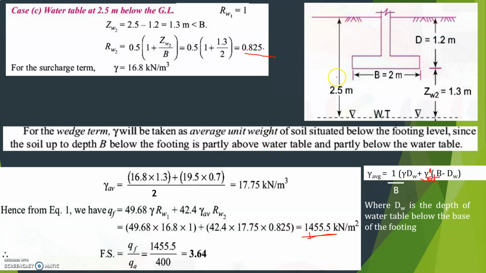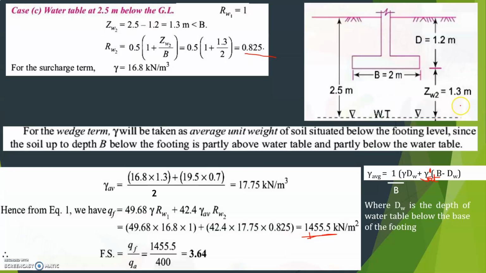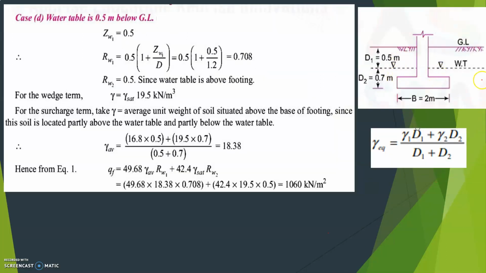Now let us take one more condition, case D, when the water table is 0.5 meter below the ground level. Now this is the ground level, this is the figure. So the foundation is here, breadth 2 meter. Now the water table is located at a distance of 0.5 meter, so 0.5 meter below the ground level. It comes somewhere here. Now this total depth is 1.2 meter, the depth of the foundation. So 1.2 minus 0.5 is equal to 0.7, that is ZW2 now.